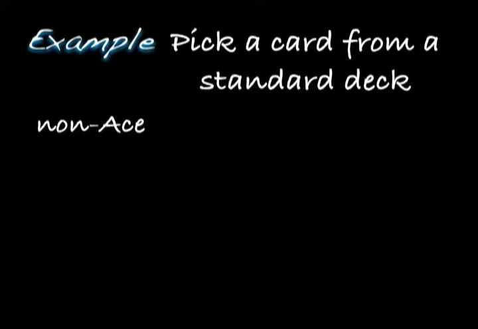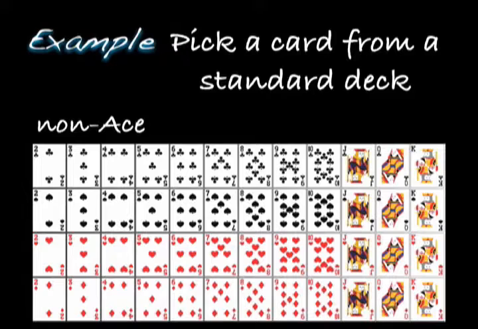An event can be drawing a non-ace. A non-ace means a card that is not an ace. So we look at a standard deck and determine which cards are not aces. All of these cards are non-aces. A non-ace means not an ace. Do you see any aces in this list? Not at all.